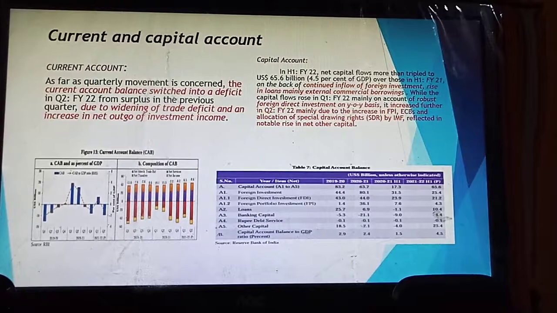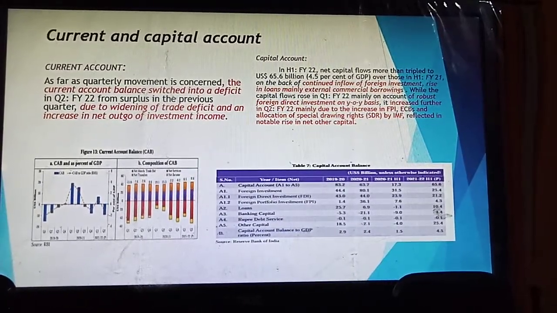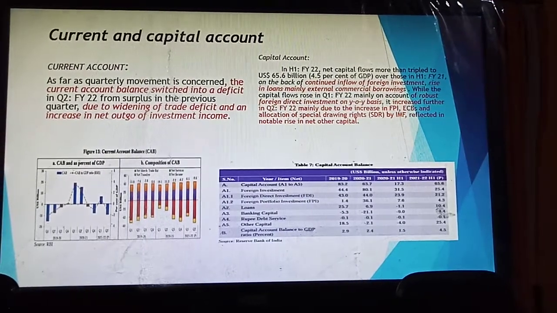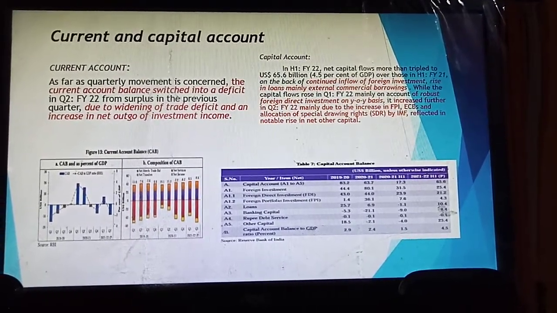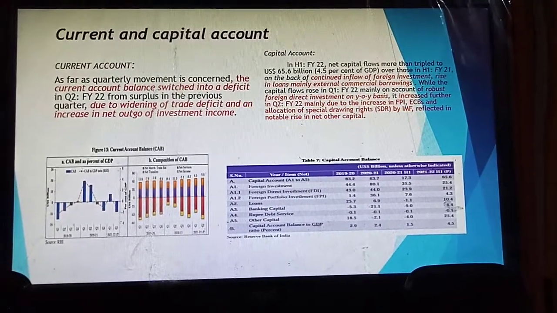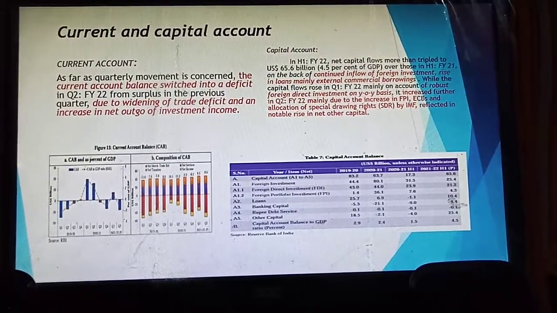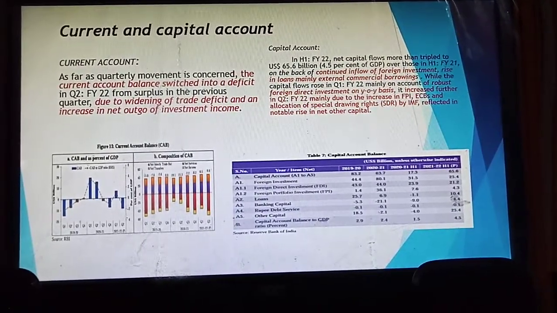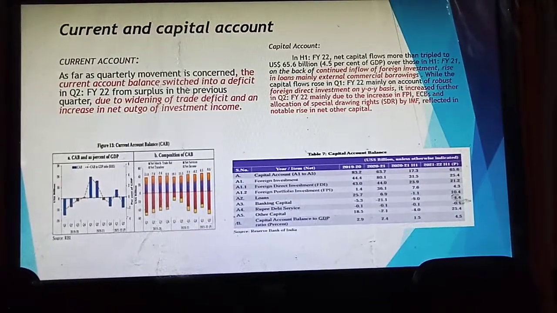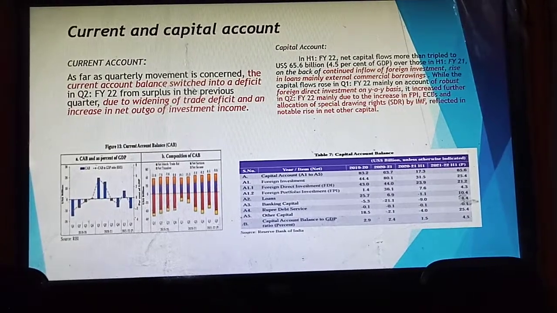Now come to the capital account. There was continued inflow of foreign investment and a rise in loans, mainly external commercial borrowings. Foreign direct investment on a year-to-year basis increased further in Q2 of financial year 22, mainly due to the increase in FPI, ECBs and allocation of special drawing rights by the International Monetary Fund, reflecting a notable rise in net other capital.